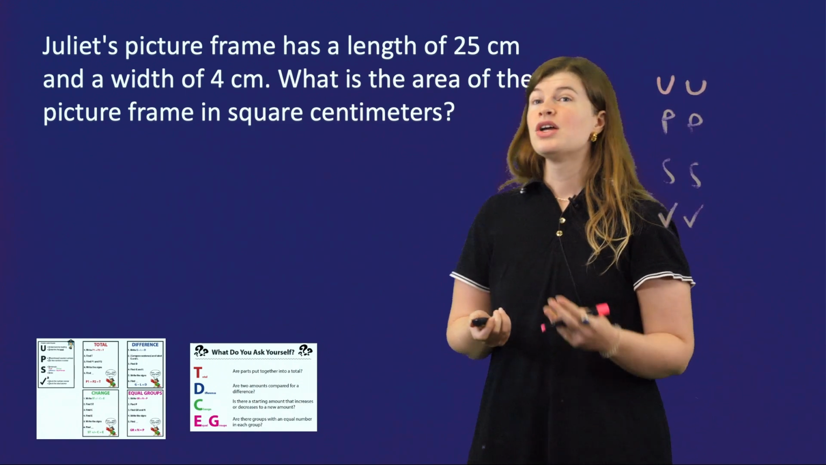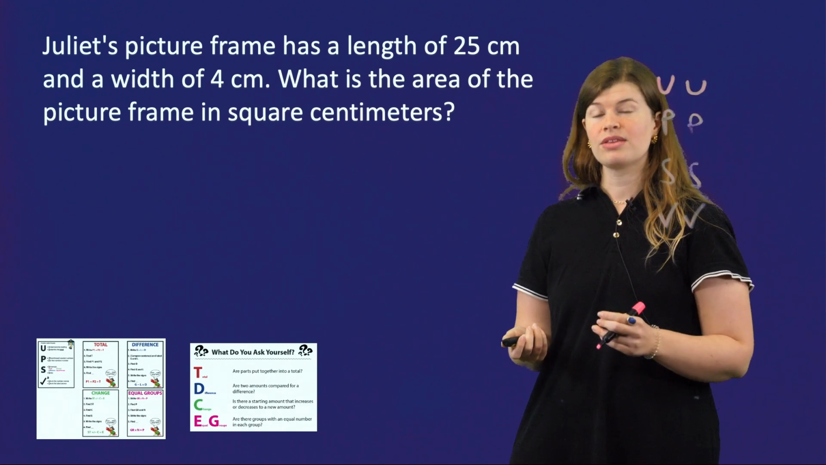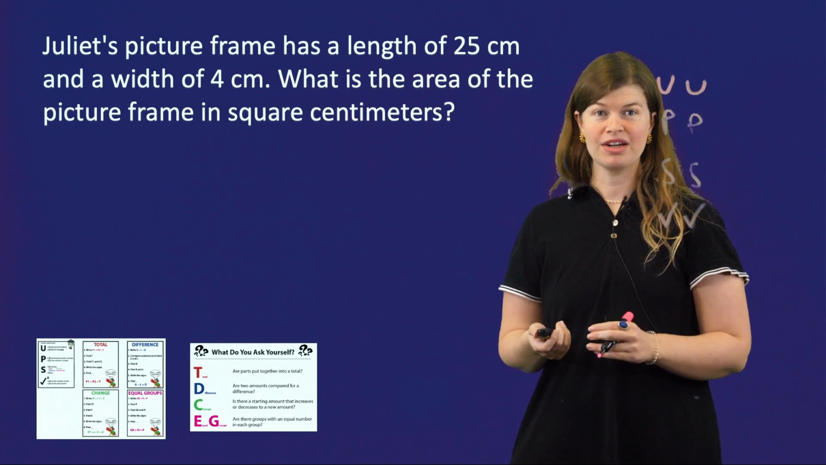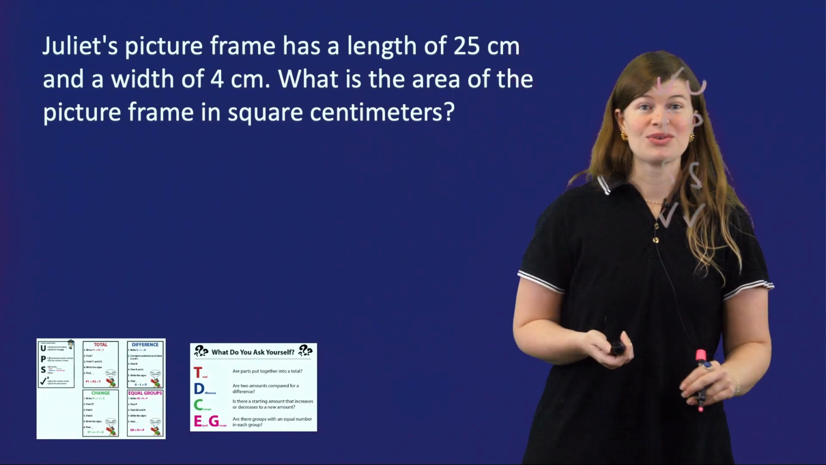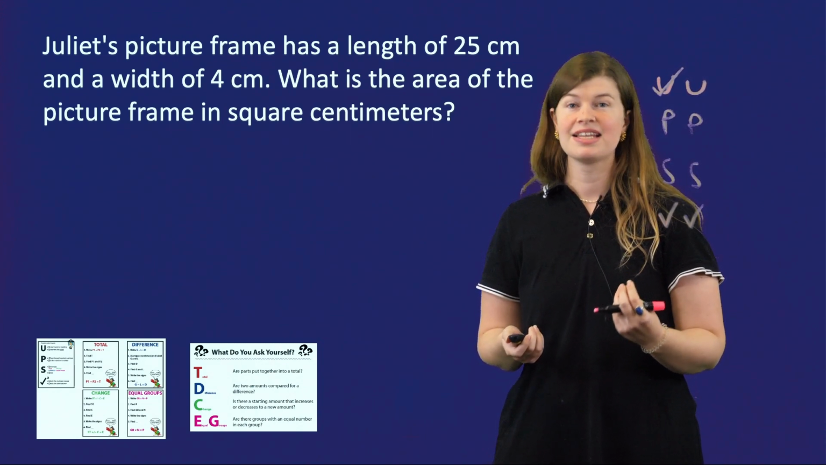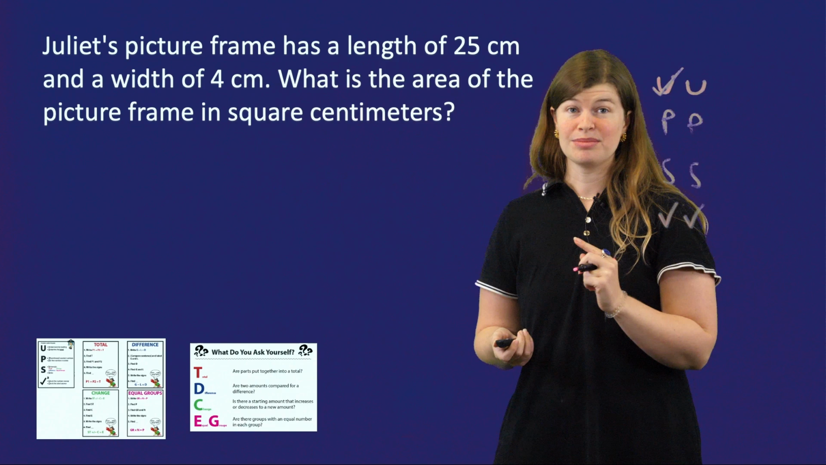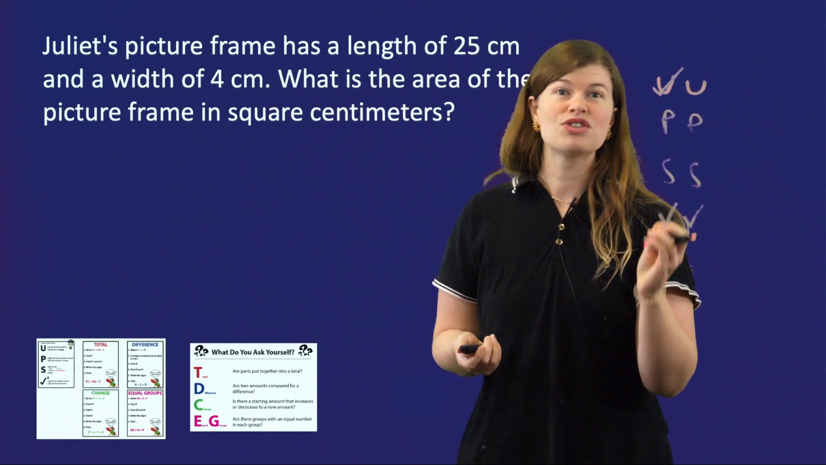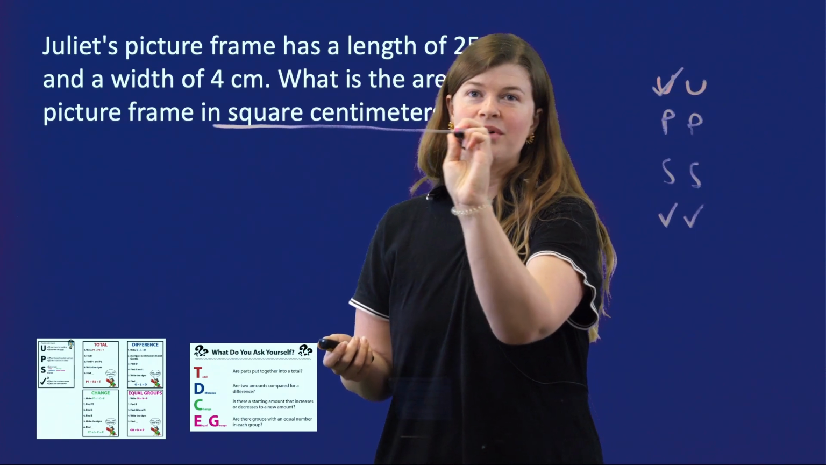So let's read. Juliet's picture frame has a length of 25 centimeters and a width of 4 centimeters. What is the area of the picture frame in square centimeters? I can check off my letter U because I understood by reading. My second letter U stands for underline the label. The label is typically in my question sentence. It's asking me, what is the area of the picture frame in square centimeters? Now I know something about area, and I know that it happens to be in square units. So that square centimeters is going to be my label for this problem.